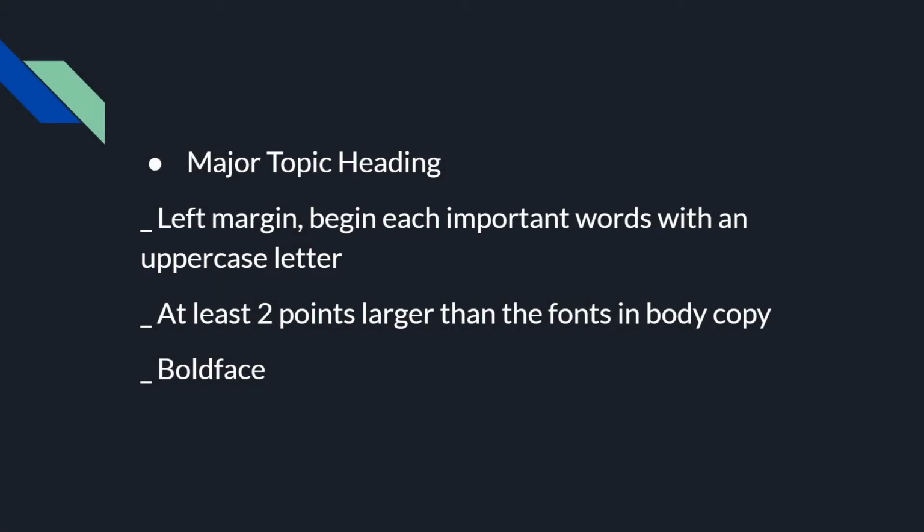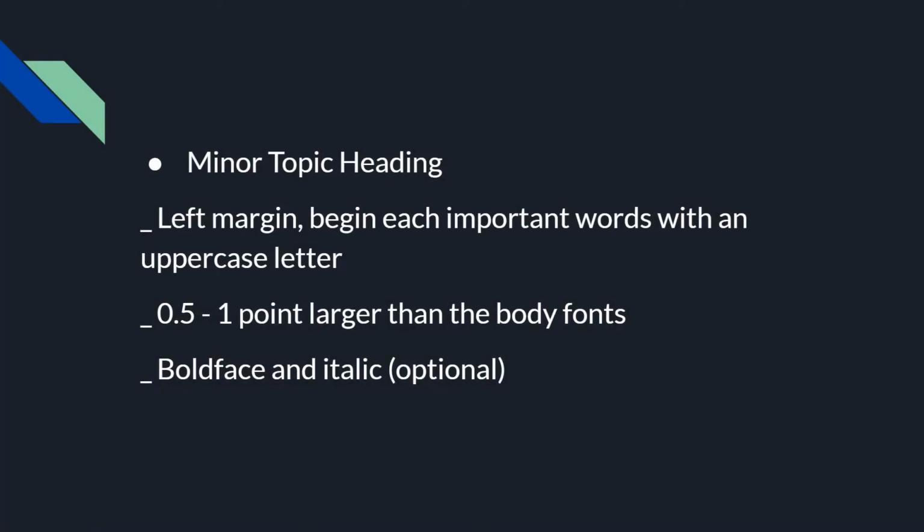The major topic headings must be left margin. They need to begin each important word with an uppercase letter. They must be at least 2 points larger than the fonts in the body, and they are also boldface. The minor topic headings are quite similar to the major topic heading, but they are only 0.5 to 1 point larger than the body fonts. And the italic feature is optional for the minor topic heading.